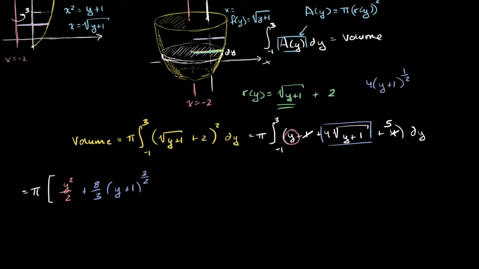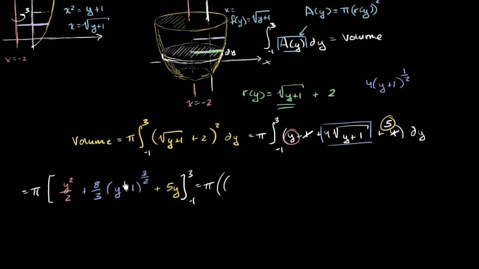And then finally, you have, let's see, what color have I not used yet? Finally, you have this 5. The antiderivative of 5 is just 5y. And we are evaluating it from 3 and at -1. y equals 3 and y equals -1. So this is going to be equal to pi. So let's evaluate all this business at 3.